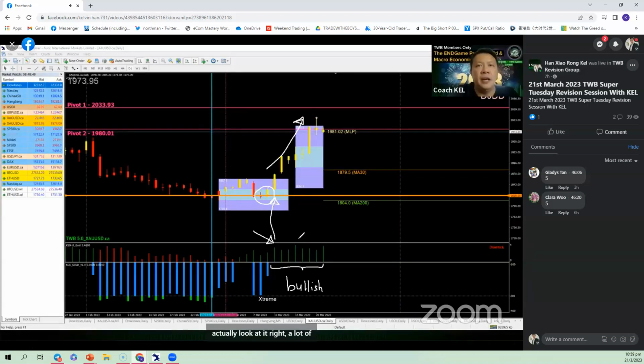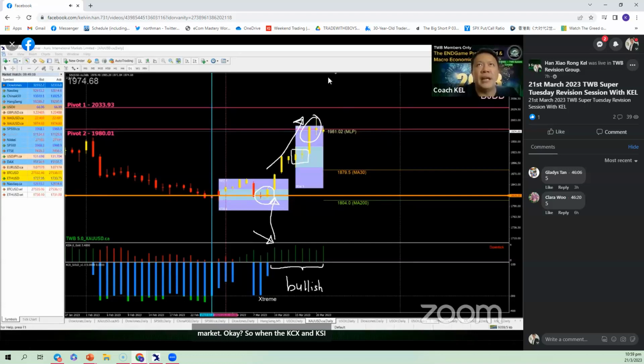Now, if you actually look at it, a lot of people will start to short gold because they think gold is going to come down because RSI is high or the stochastic is high and turning down, and so on. But those people who shorted in the last few days got hit very badly by the market.